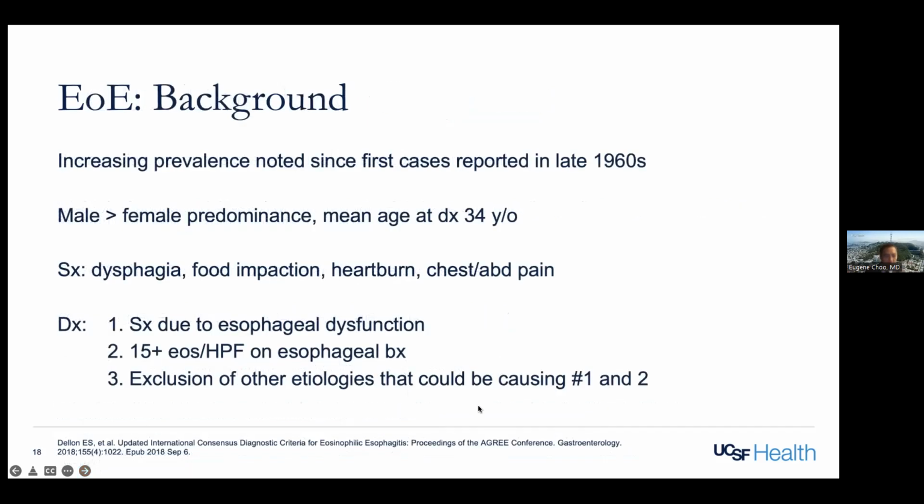And so real quickly, definitely don't want to dwell too long on this because I know, once again, this is a GI grand round, so you will know this better than I will. But for EOE, just in terms of the background, first cases were reported in the late 60s and there has been a gradually increasing prevalence over the years since. There is a male to female predominance with the mean age of diagnosis 34 years of age, with unfortunately about a 5-year lag time to diagnosis.